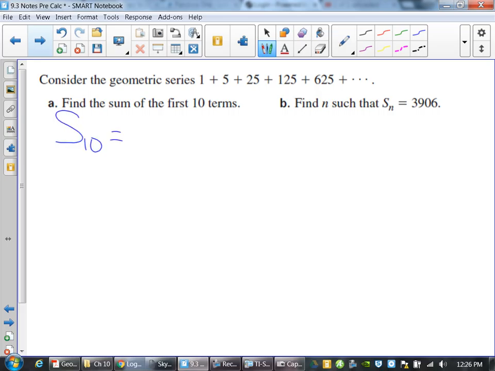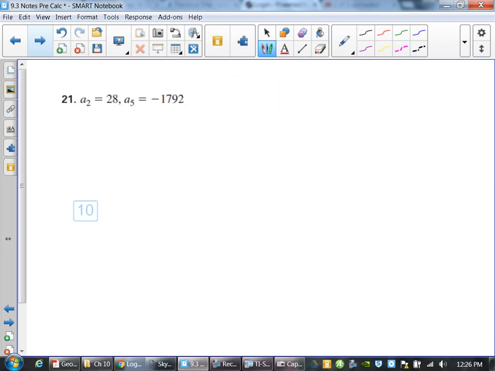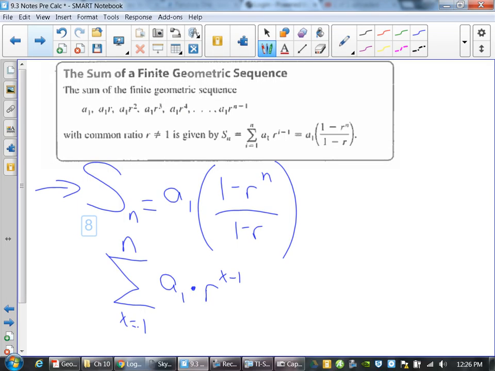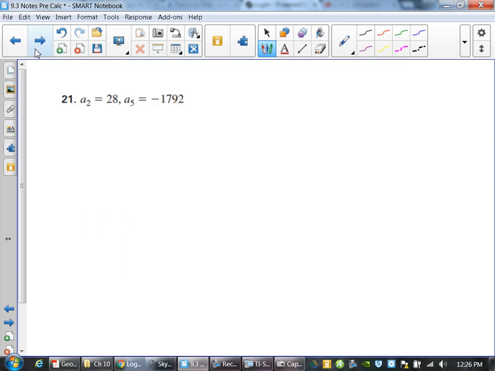Well, the sum of 10 of them is going to be the first term, I'm sorry, s sub n, first term times, and I forgot the formula all of a sudden really fast. My mind went blank. 1 minus r. Excuse me, I get these mixed up.